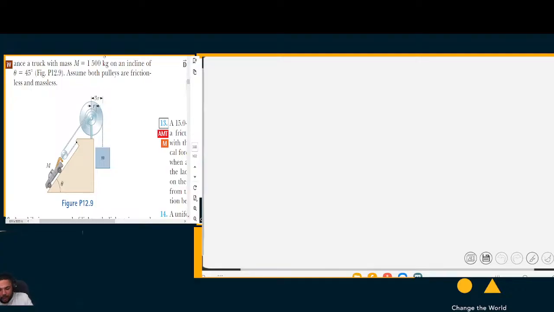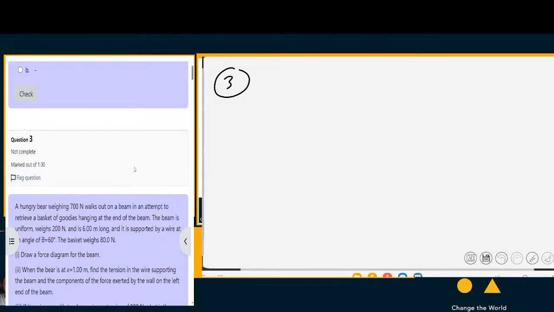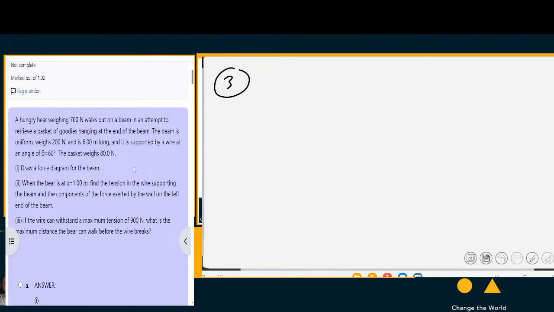Problem 3. It has to do with torque. Okay? Torque. And I want to see if I can show you not the problem, but the actual drawing or illustration of the problem. I think I want to show you a hungry bear. This is problem number 3 now.